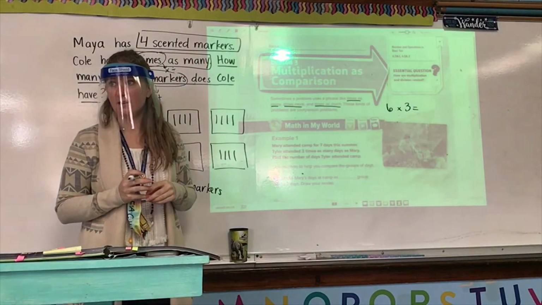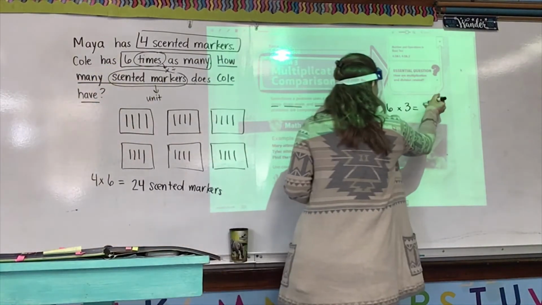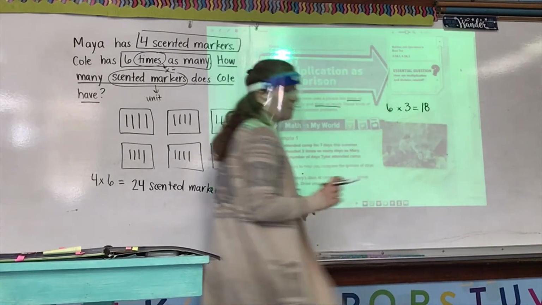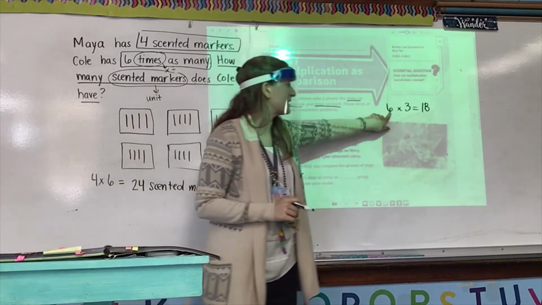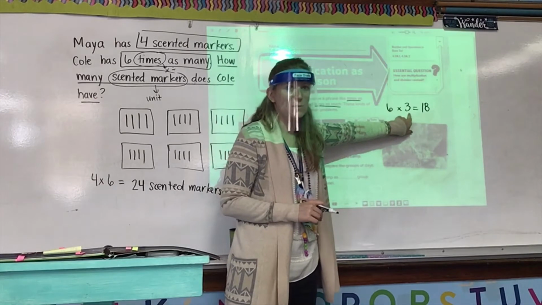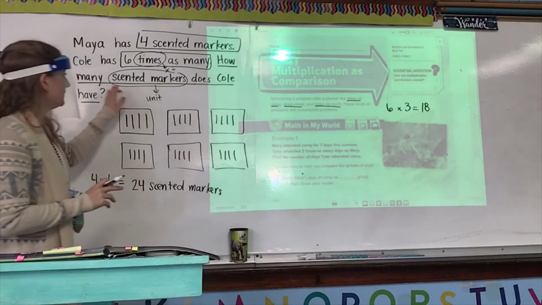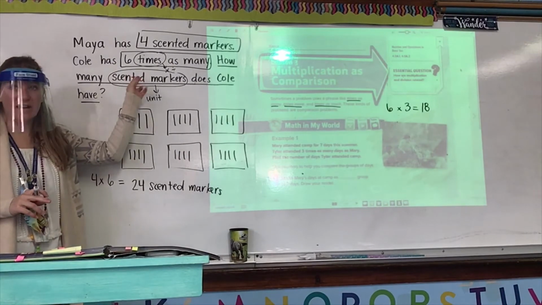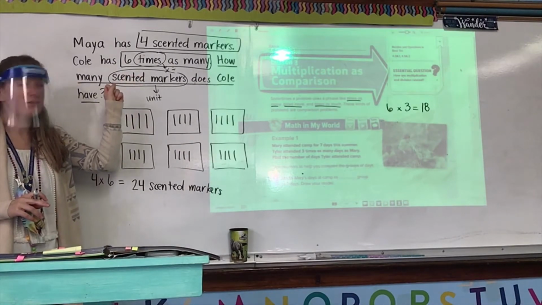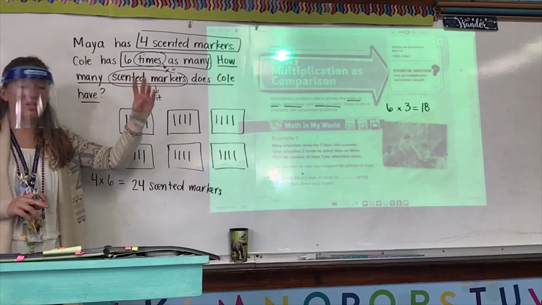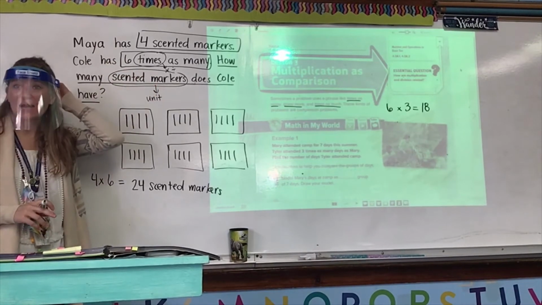Victoria? 18. That is not a comparison problem because you have 6 baskets, 3 apples in each basket to get 18 in all. But in this one, we're comparing how many 2 people have.